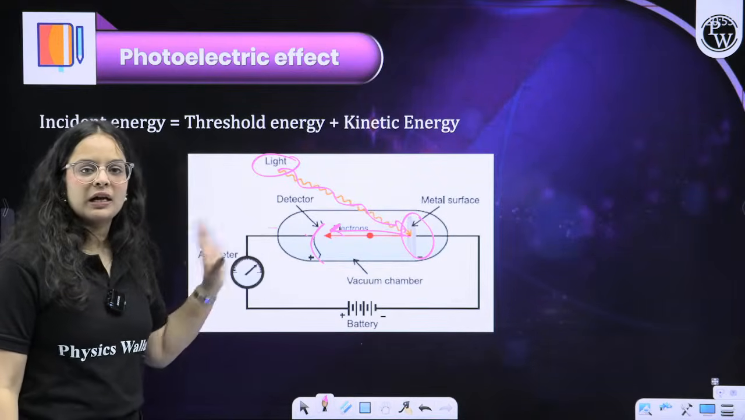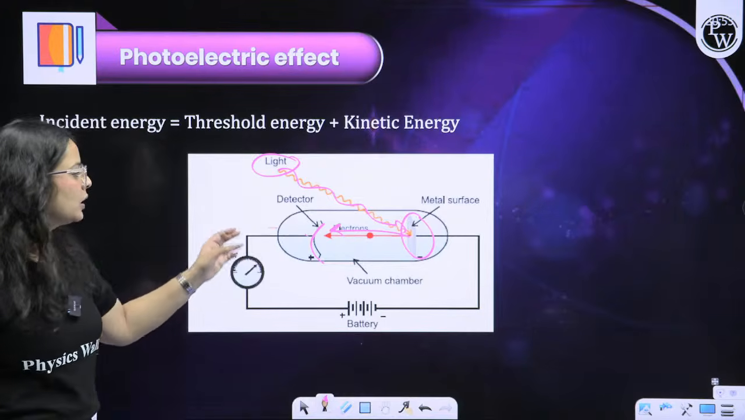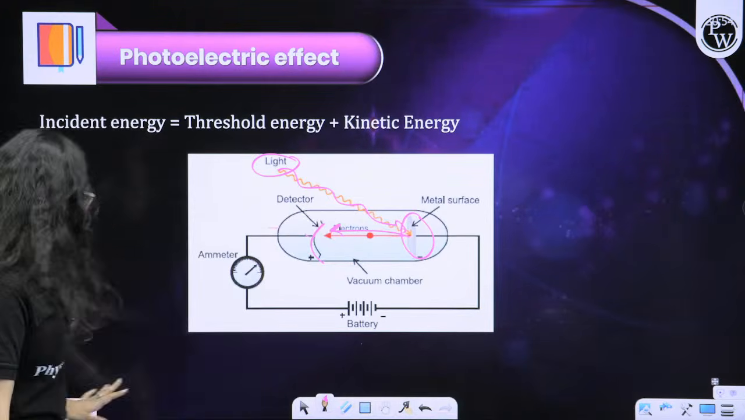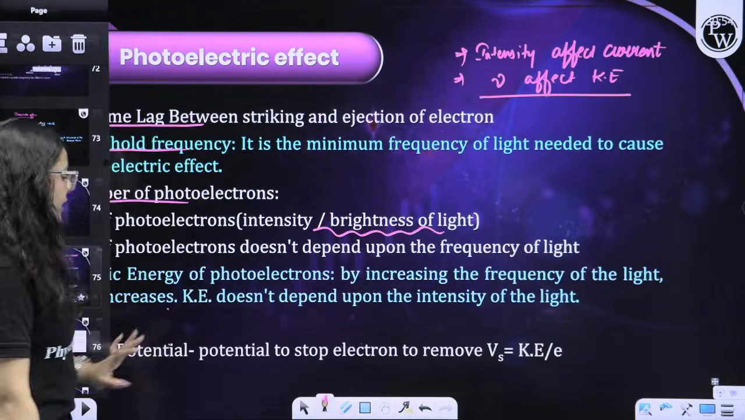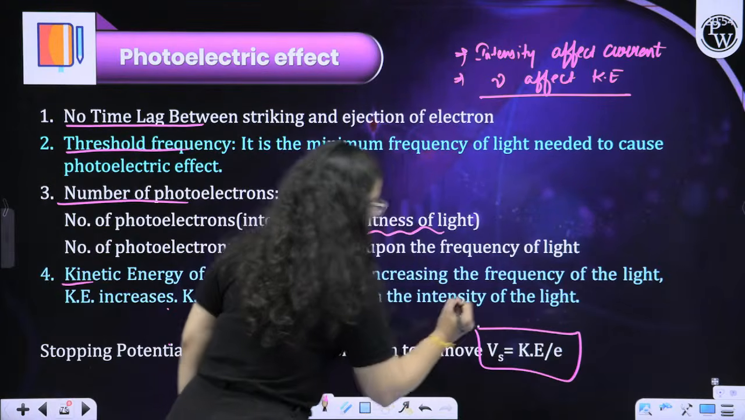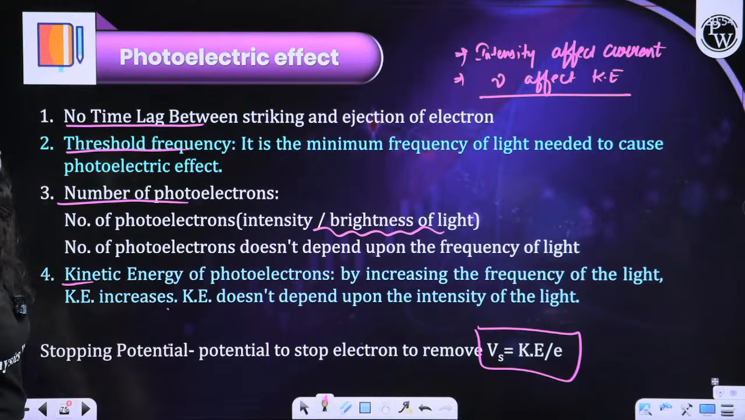The opposite potential that we are applying to reduce it is equal to what? The kinetic energy divided by the charge. Kinetic energy divided by the charge. This is the stopping potential. A direct question can occur from this.